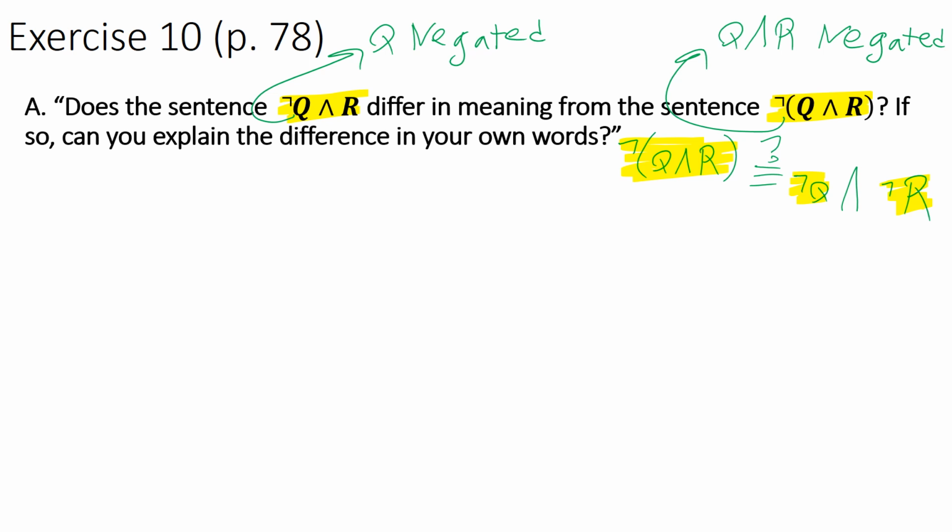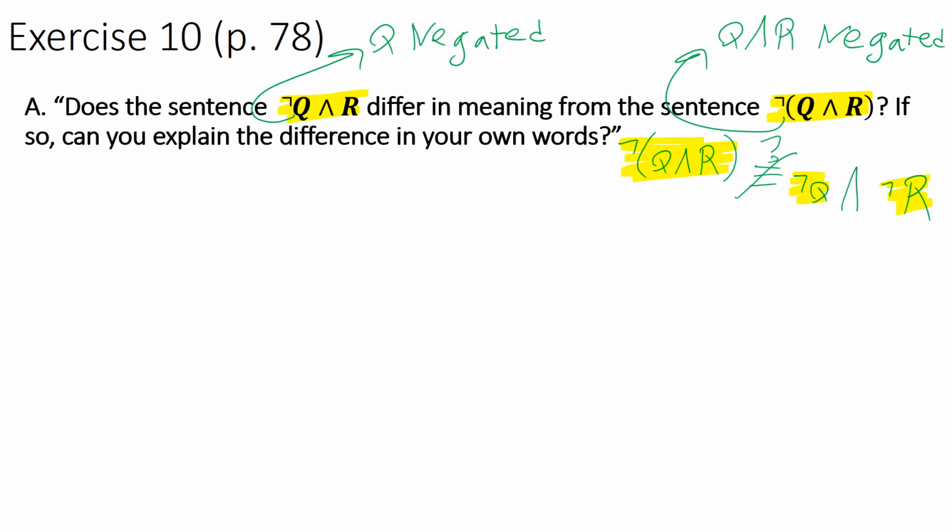Well, certainly not. Q and R are not both true. So at least one is false. Q may be false or R may be false, or both may be false, but it doesn't necessitate that both are false. So therefore, they're not equivalent statements, not at all.